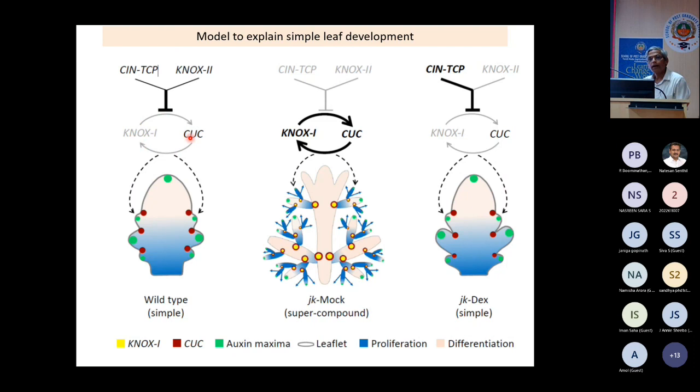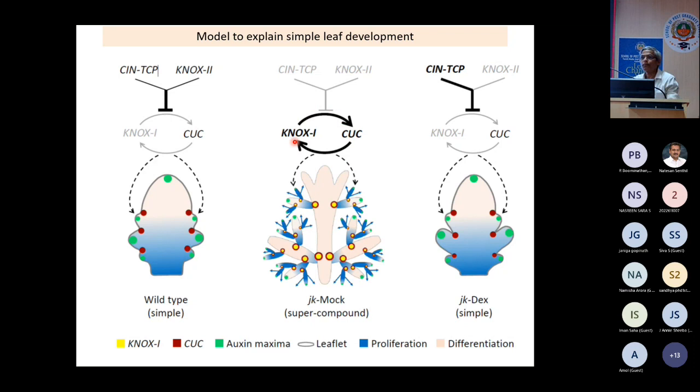Imagine A is promoting B, B is promoting A. That means very quickly expression will be very high. But this positive feedback loop is efficiently suppressed by these two genes. And that's why this does not grow out as a new leaflet. What happens if both of them are downregulated? If you downregulate both of them, then this gets activated. NOX1 promotes CUC, CUC promotes NOX. Where do they express? NOX is here, CUC is in the boundary.